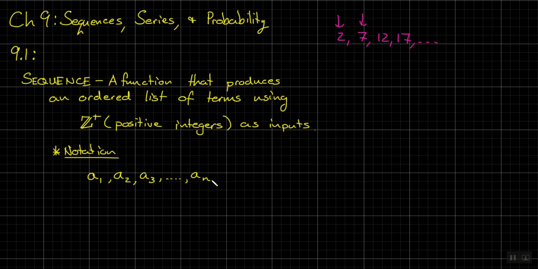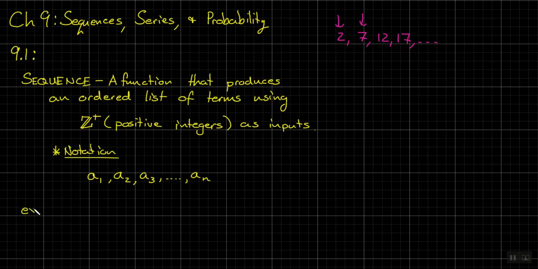Okay. The subscript here just tells me which integer I'm plugging in. Which term in this list is it? Like a sub 1 is the first term. This is the second term. So forth and so on. Okay. Nothing crazy there, I don't think. Let's write one out.